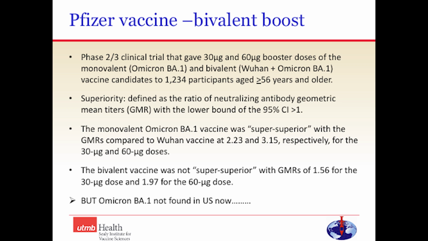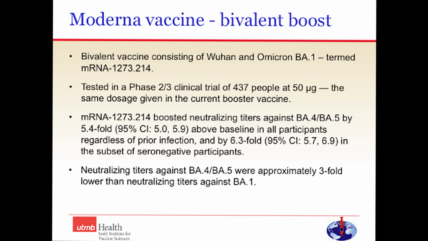But the problem, of course, with this study is, not being disrespectful, Omicron's moving so fast. It was done with the BA.1, went out to BA.5. And the question is, how do you keep up with the Omicron variants? Moderna did a similar study as well, using Omicron BA.1 together with Wuhan, and got very similar data again. But as you notice on the last bullet, the neutralization titers for BA.4 and 5 were threefold lower than they were against BA.1. So these variants are moving very fast and are less neutralizable by earlier Omicron variants.